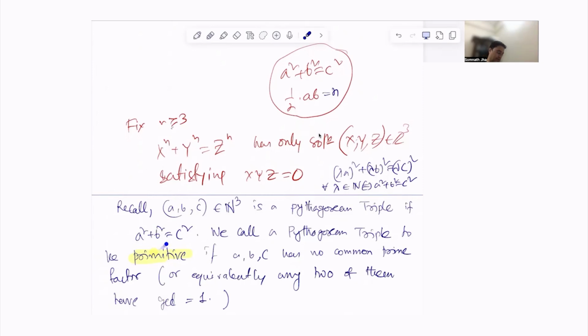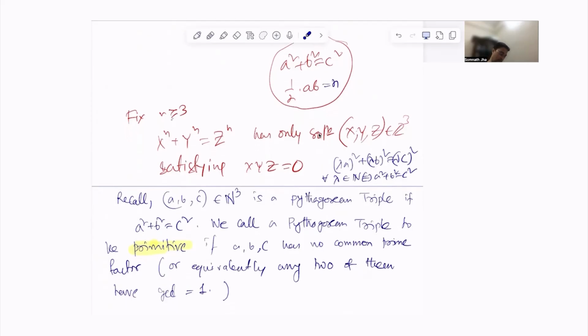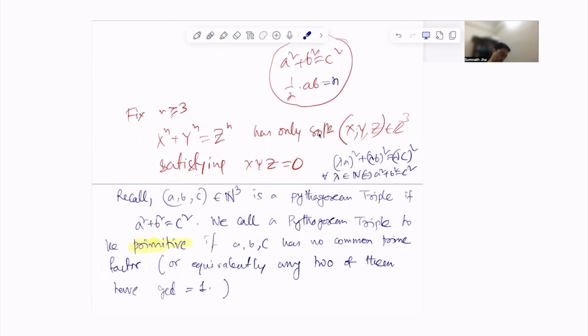That will mean D divides A and B, which is the contradiction. Similarly, for C and A, if D divides C and A, then D will divide B also. So again D will divide A and B, which is the contradiction. So if any two of the three A, B, C have GCD 1, then automatically they are pairwise coprime. Equivalently, you assume the triple to be primitive if they have no common prime factors.